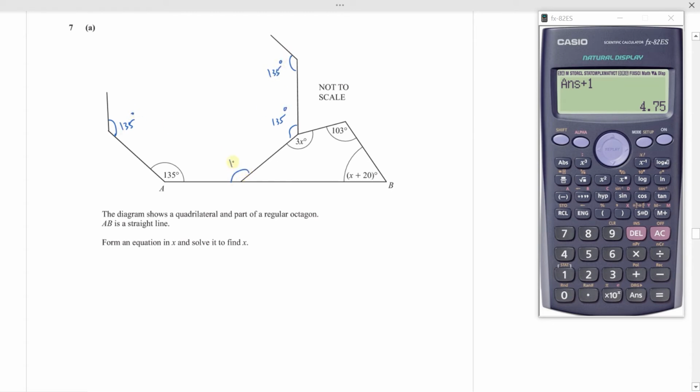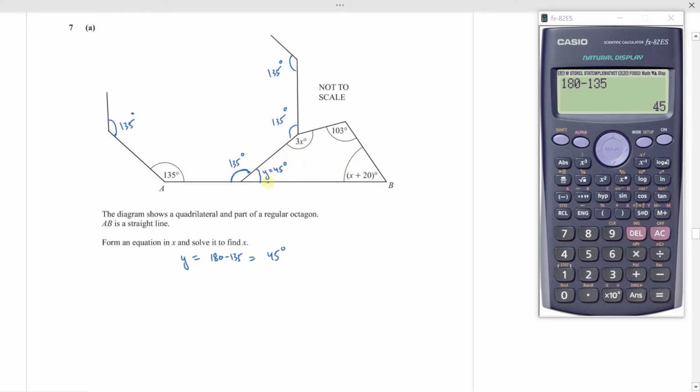And this one will be 135 as well. So if this one is 135, this angle will be, let's call it Y. So Y will be equal to 180 minus 135 because we are given AB is a straight line. So this angle is 135, so the remaining will be 180 minus 135, which is 45 degrees. So this angle here is 45 degrees.